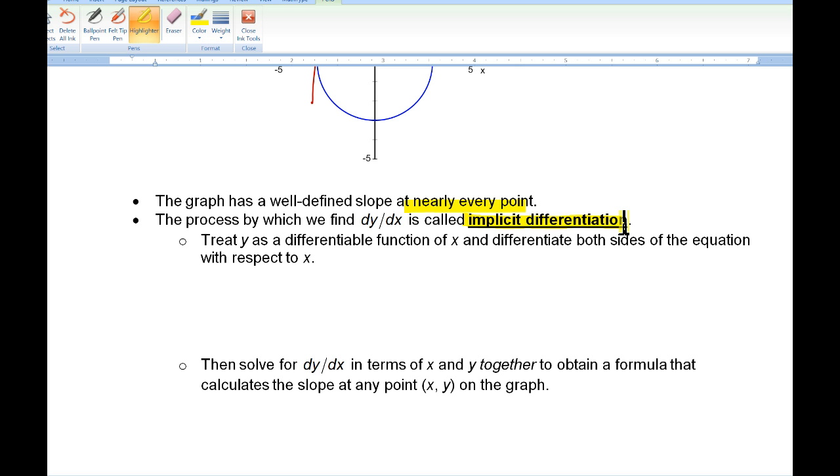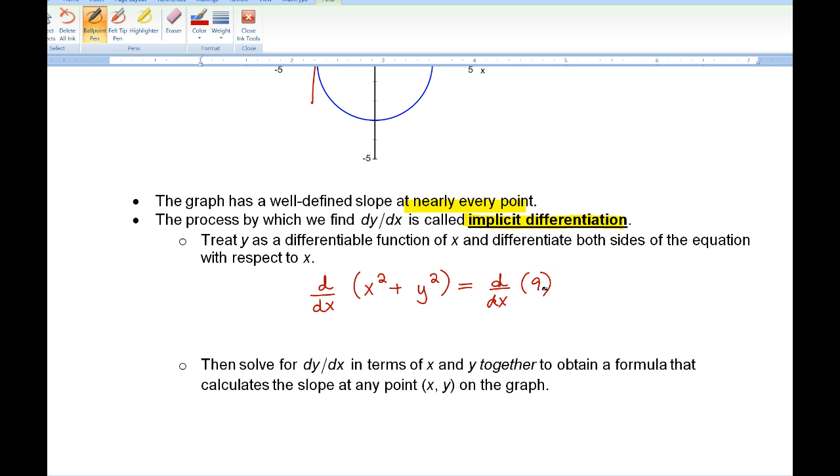Implicit differentiation just means that I'm working with more than one variable on the same side. Previously, we had y on one side and just x on the right side. Now they'll all be mixed in together, and there are cases where we can't separate them. So we're going to treat y as a differentiable function of x and differentiate both sides of the equation with respect to x. So here's what I'm going to write. We want to find d dx of x squared plus y squared, and d dx of 9.